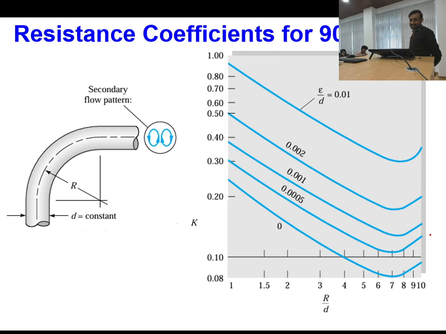Then this is typically a 90 degree bend, and this bend can have different R by D. R is the radius of the bend and D is the diameter of the bend. Okay, so depending upon different R by D and different roughness value, these are the values of loss coefficient. And typically you have to remember one thing: when you are talking about a bend, then this is the resistance coefficient only because of the secondary flow pattern which is induced because of the bend. Okay, so for the bends, typically you will find two types of diagrams given in the book. This particular diagram is only showing the contribution of the secondary flows which are induced because of the presence of the bend.